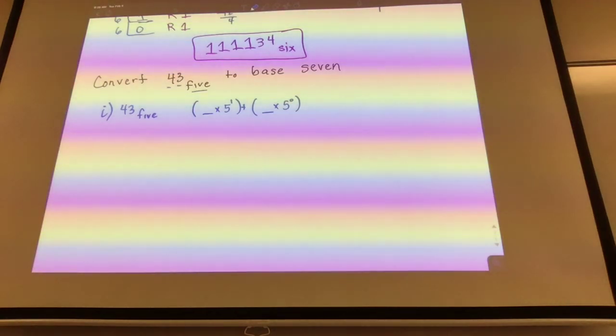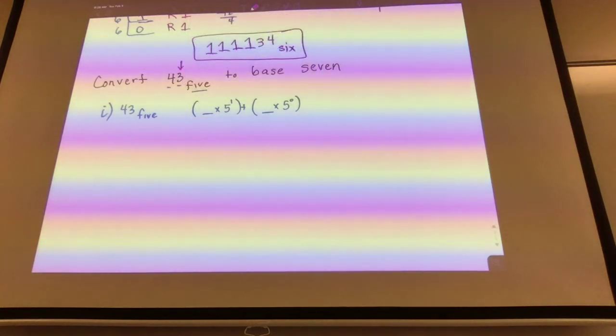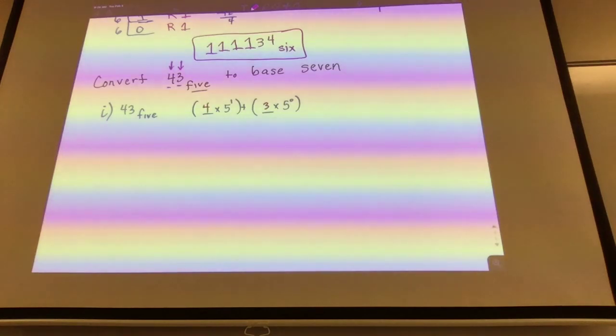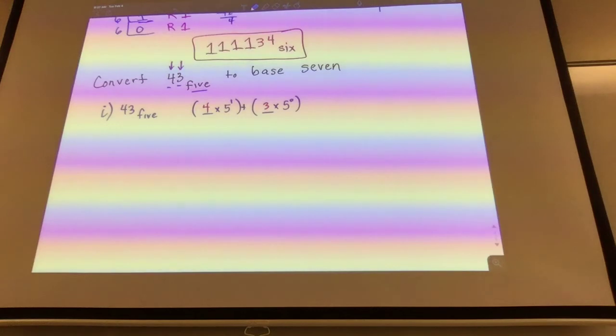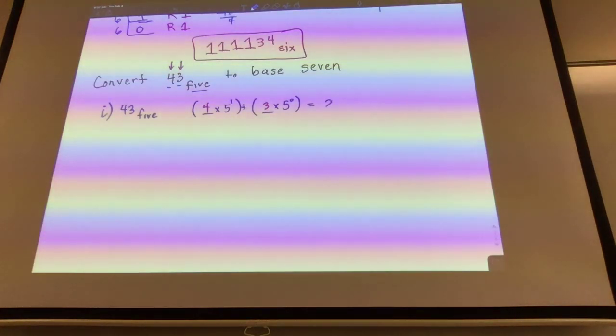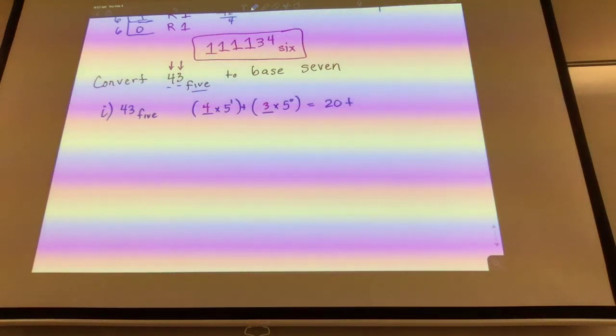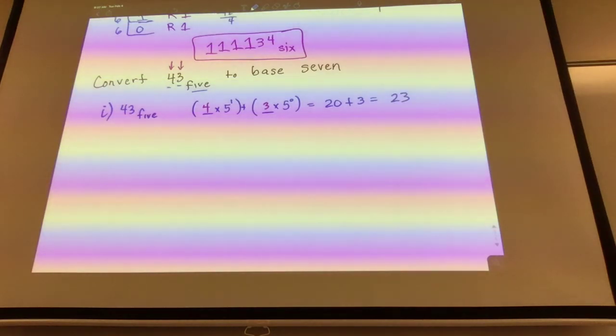Well, this time we only have 2 terms. So in this case, we have a 3 in this position, we have a 4 in this position, and since we only have 2 terms, that's all we need to do. You do that for as many terms as you have. Okay, so 5 to the first power is just 5, 5 times 4 is 20, so 20 plus, and 5 to the 0 power is 1, so 3 times 1 is 3, so this value is 23, okay?